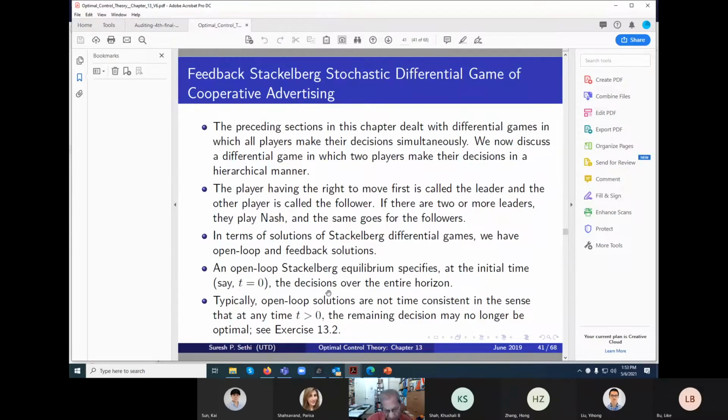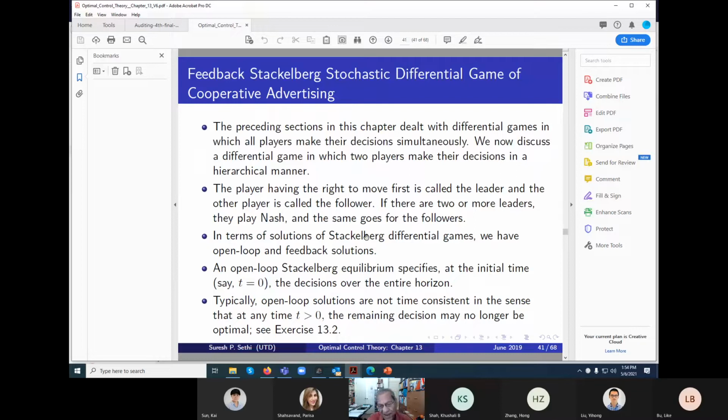Okay. So open loop solutions are not time consistent in the sense that if I solve the problem now and give you the solution for the entire horizon, and then a year later I resolve the problem with different initial conditions, I will not get the same strategy for the remaining horizon as I did at time zero. And if I get a new solution, then as a leader, I benefit from it. So I will tell the follower, by the way, I told you that solution at time zero, but I changed my mind. And what are you going to do?